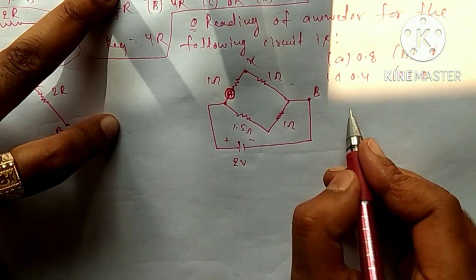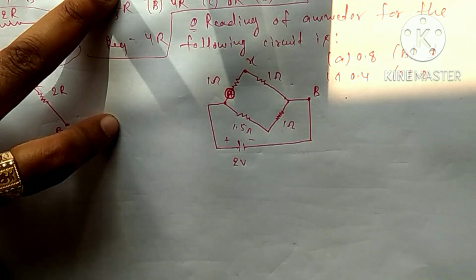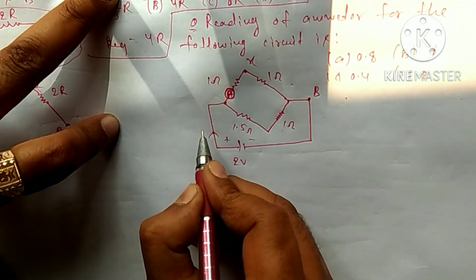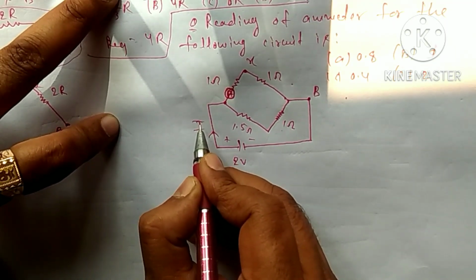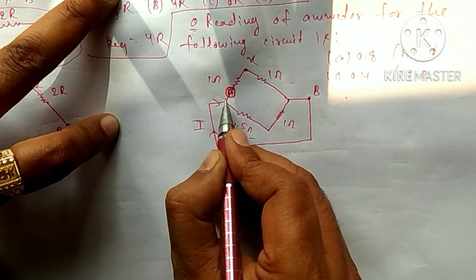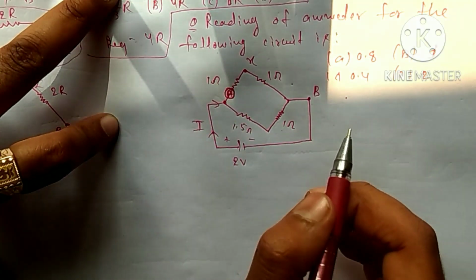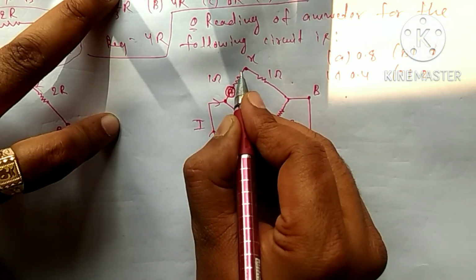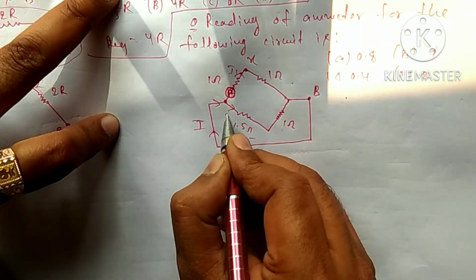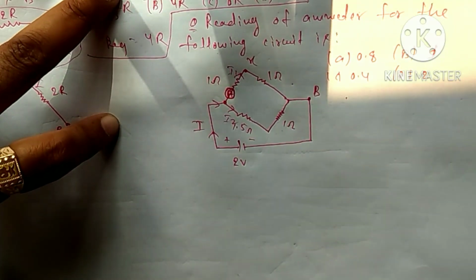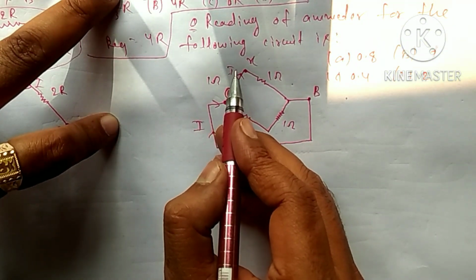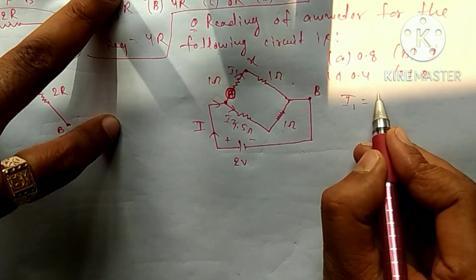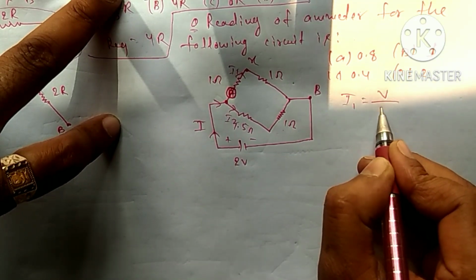So to find the ammeter reading, we can first consider how current is flowing. Let me suppose this is the current I, and after reaching that point it divides into two other paths. So we can find I1 here, and that is I2 here. We don't need to find the value of I2, we can find only I1. I1 we can find with the help of the total voltage divided by resistance.